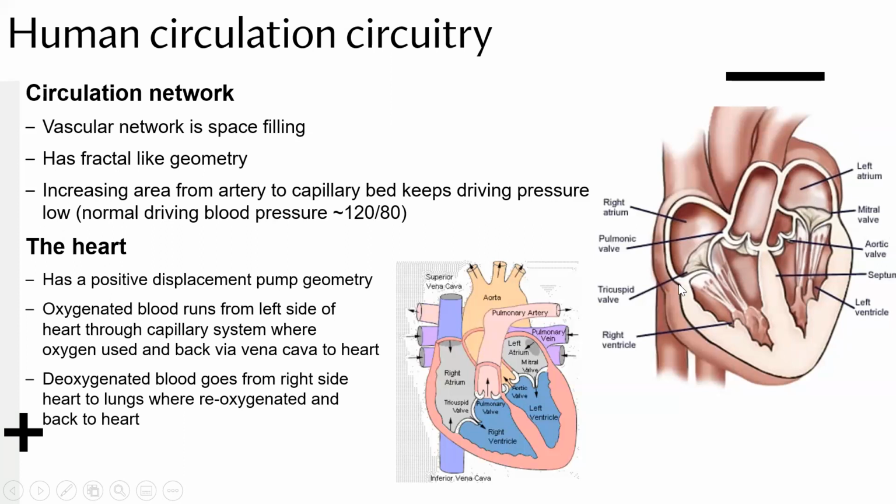And then this tricuspid valve allows progression from the right atrium to the ventricle and not the other way around. And then it goes through to the pulmonic valve, which, as the name suggests, brings it to the pulmonary circuitry.